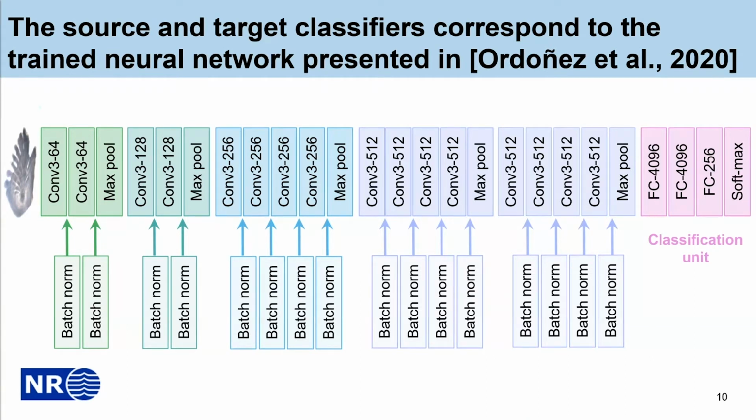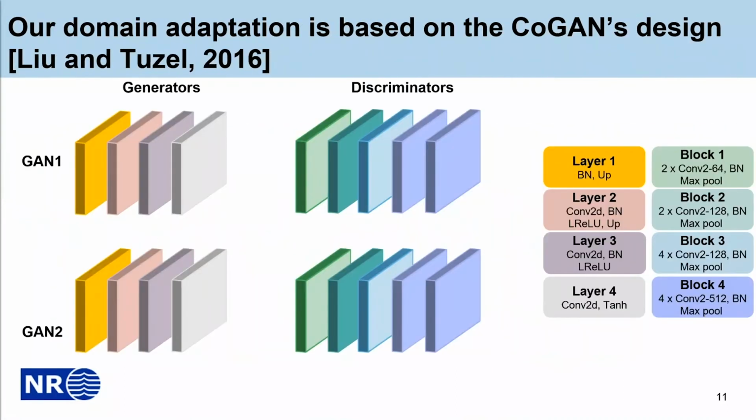That used the images that were coming from the Norwegian Institute of Marine Research. So you may recognize in this architecture the VGG19 model, including some batch normalization, and only the classification unit was slightly modified. So moving on to the domain adaptation component, it is actually based on the COGAN's design that was presented in the Liu and Tuzel paper.